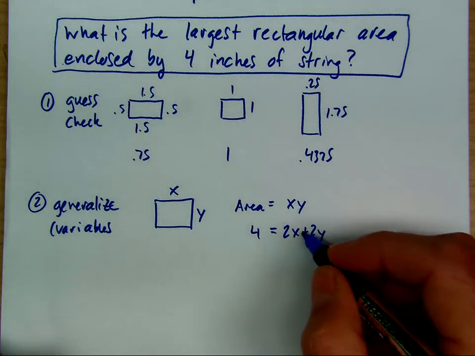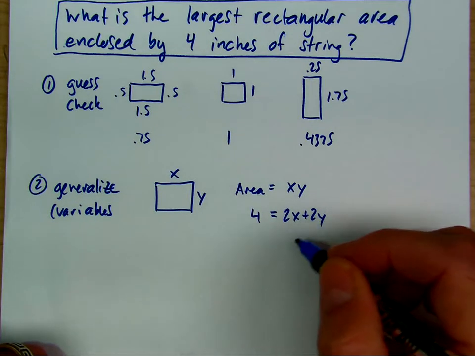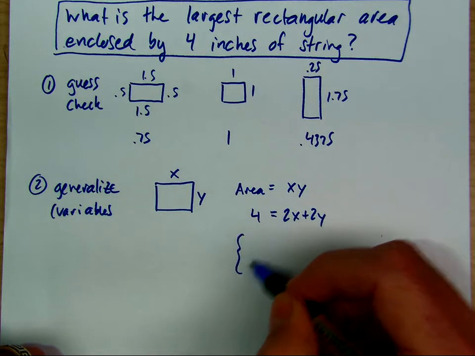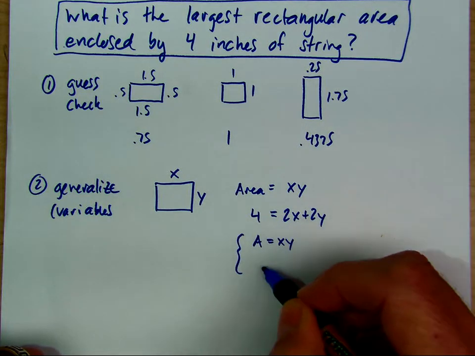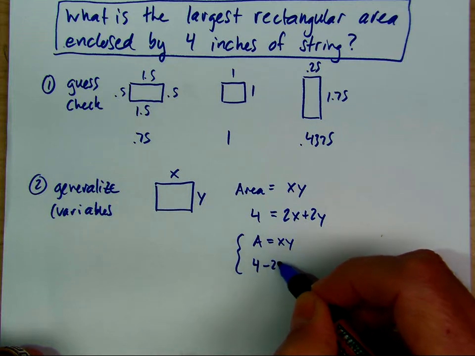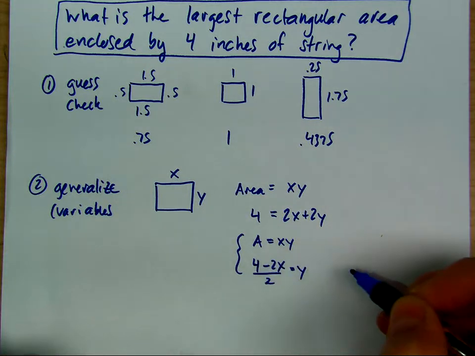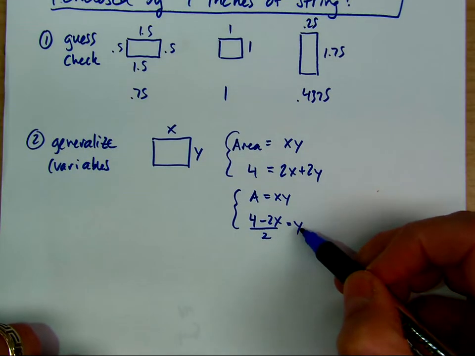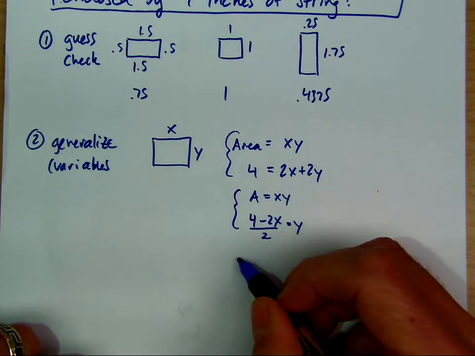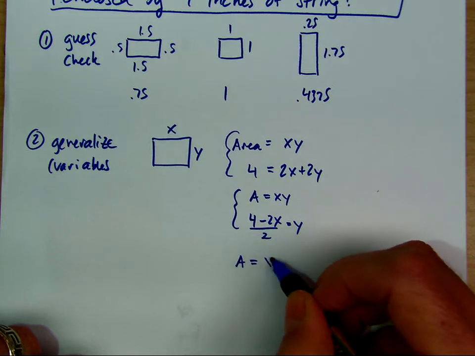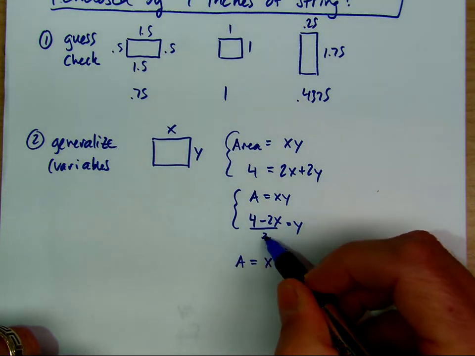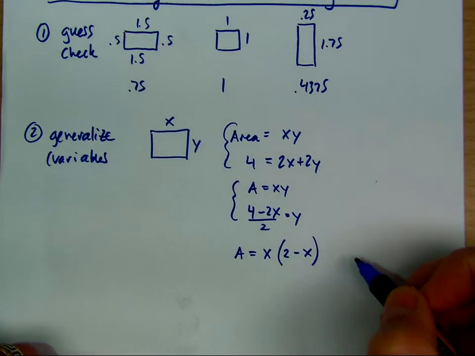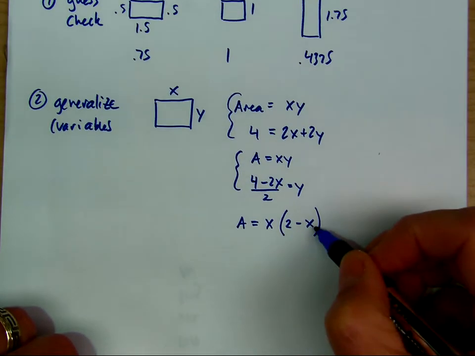So we have this system of equations, and let's isolate y. So we have A equals xy, and then we have (4 minus 2x) over 2 equals y. Here we have a system of equations, and let's substitute. So now we have A equals x times, and we'll go 4 divided by 2 is 2, 2x divided by 2 is x, and that's the equation for area with 2 variables.